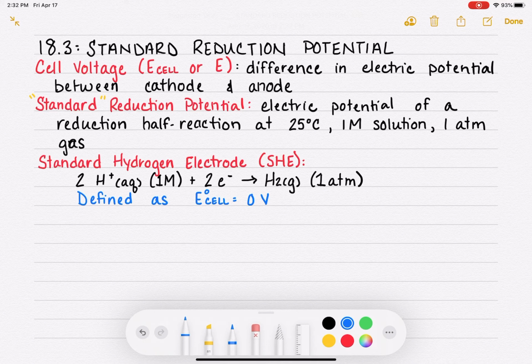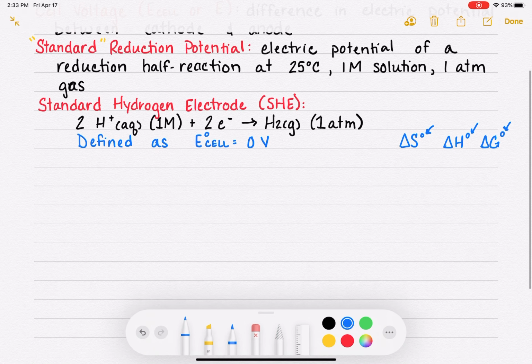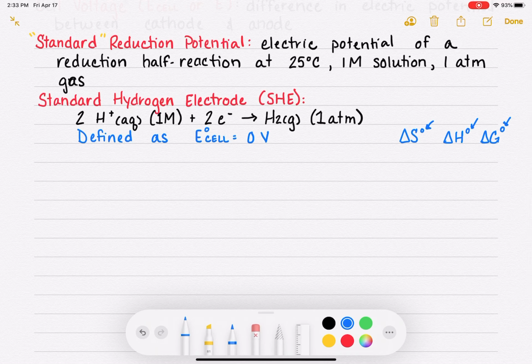That is the same notation that we have used in a lot of situations. So you've seen that in a lot of places like delta S standard, delta H standard, delta G standard. That symbol is just reminding us that this is being measured or done under standard conditions. So the standard hydrogen electrode reduction reaction is 0 volts. And all the other half reactions are measured and compared against the standard hydrogen electrode. So in a way, it's kind of our baseline.